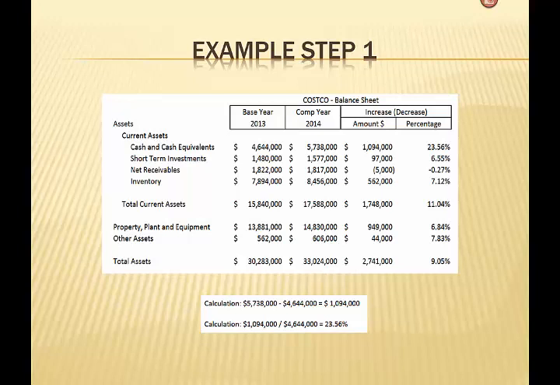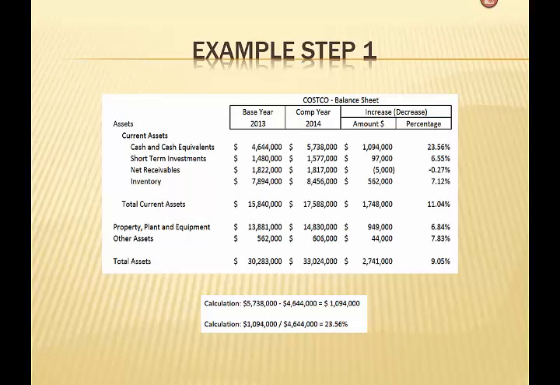And so we're taking the 2014 number minus the 2013 number. In order to get the percentage, we're taking that difference of 1,094,000,000 and we're dividing that by the base year of 2013. So if you take the 1,094,000 and divide by 4,644,000, you get 23.56%.